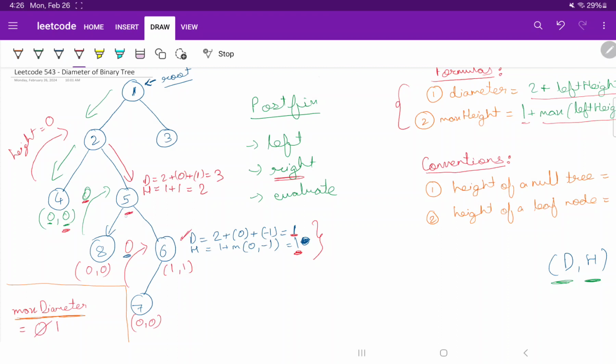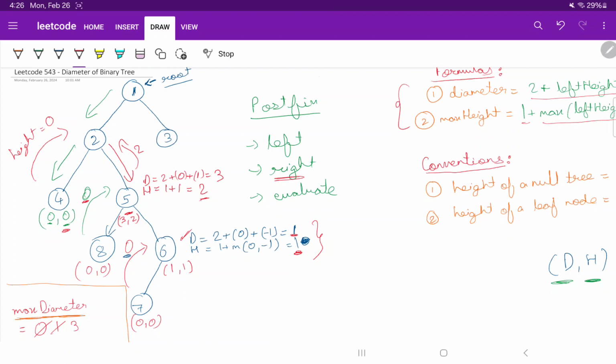Once the control goes to node 5, we have calculated diameter 3, that is again greater than what we have so far, so we again update the max diameter. And now we have done this, so here we create a tuple of 3, 2 and then we return 2 from here because that is the height, right? So that is what we return.